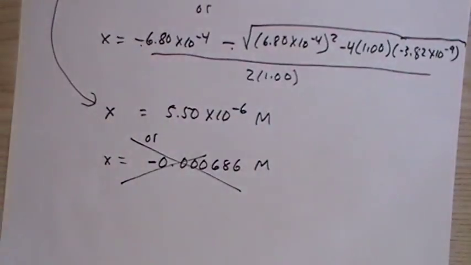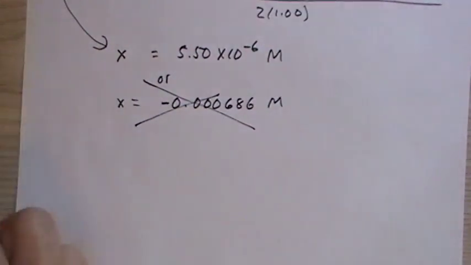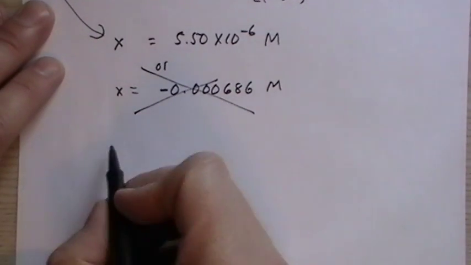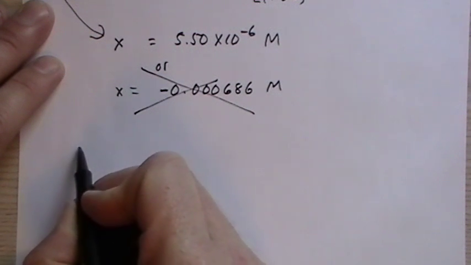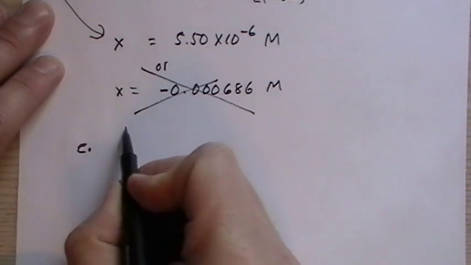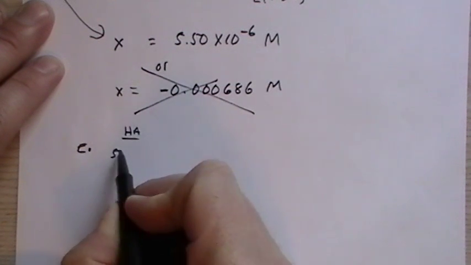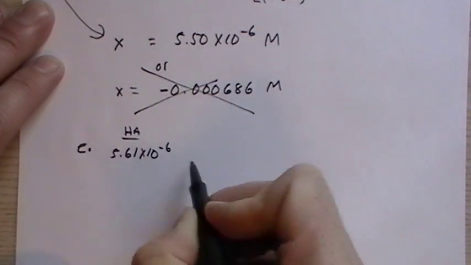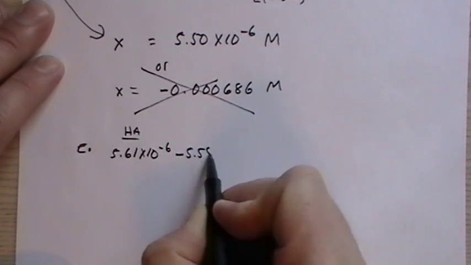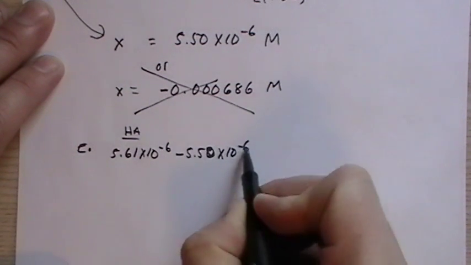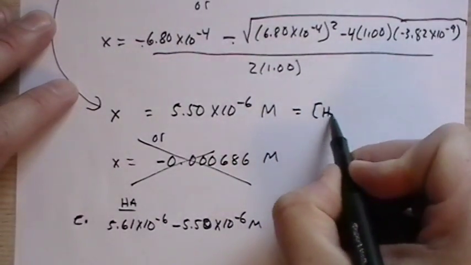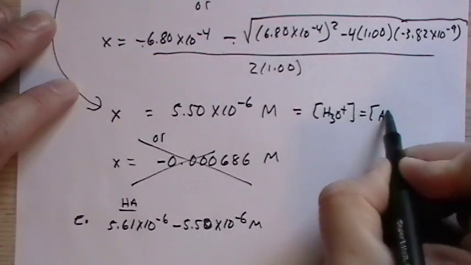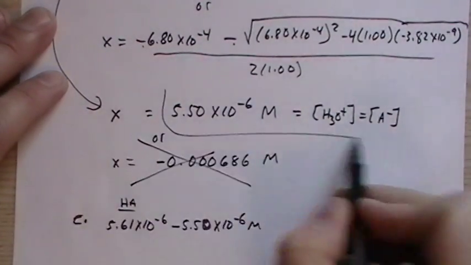If they're both positive, you'll have to wait until you get through with both calculations and then go back to the ICE table and figure out which one won't work. So at equilibrium, we have, just write in these, the HA is 5.61 times 10 to the minus 6 minus x, so it's going to be minus 5.550 times 10 to the minus 6 molar. And then we've determined x, so this is the concentration of H3O plus and the concentration of A minus. So we have our answers for those.